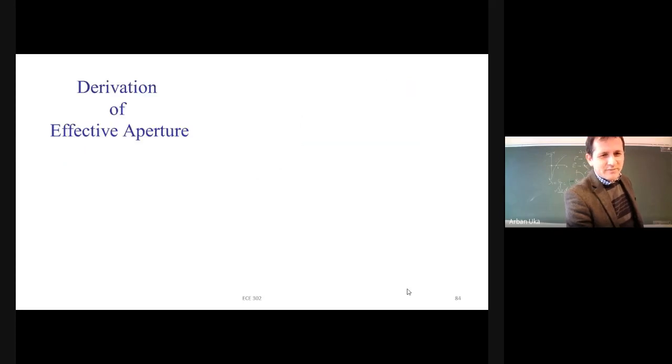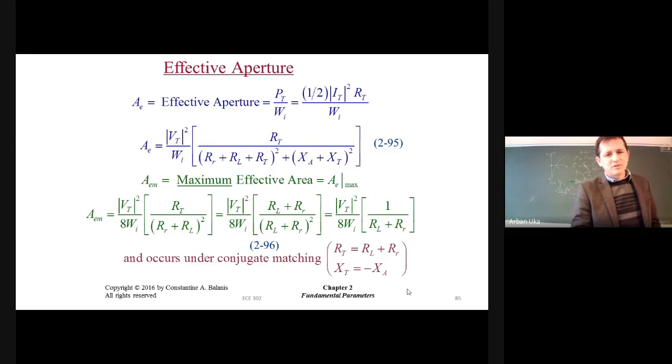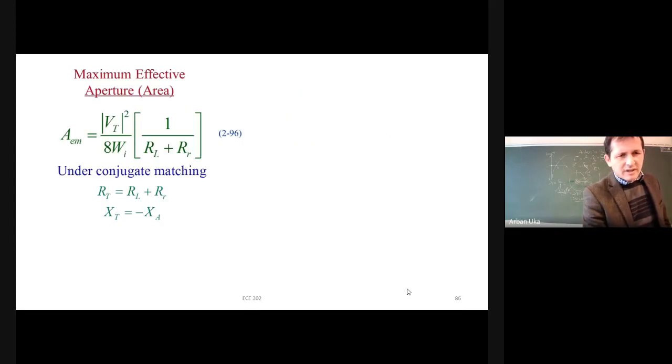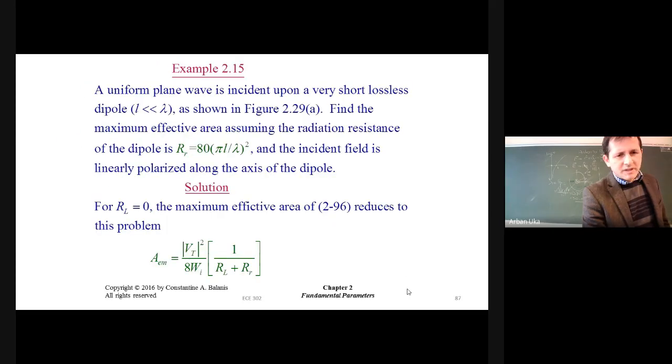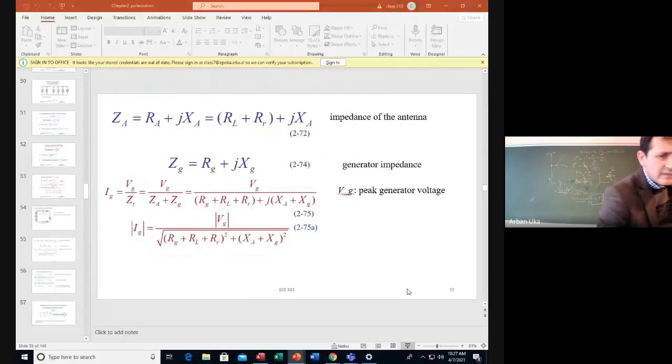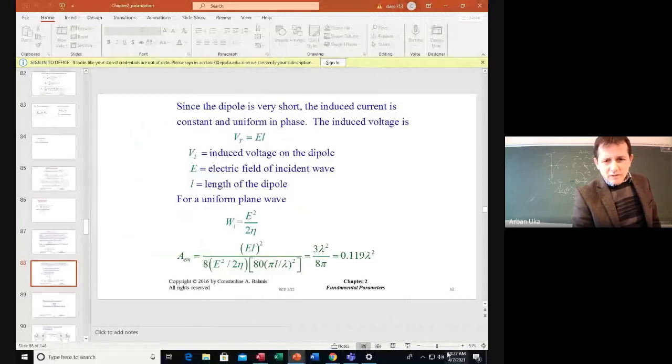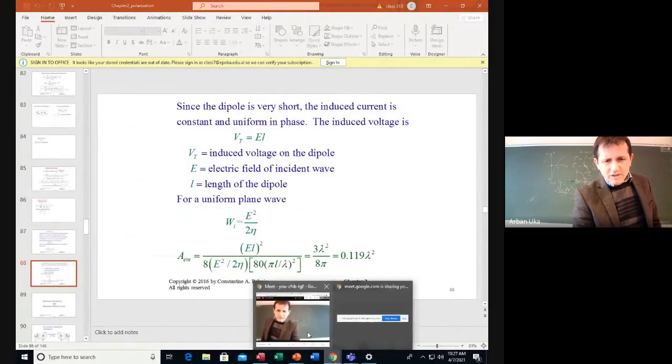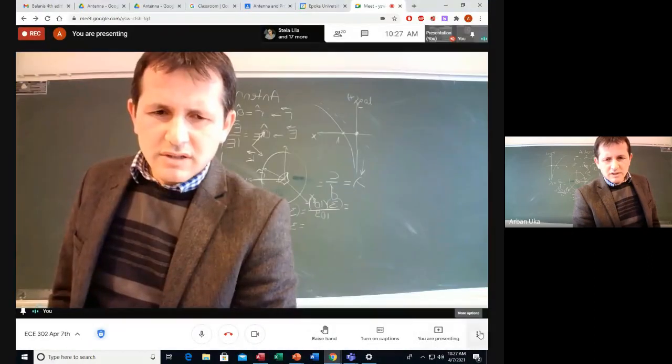Okay, so the derivation of the effective aperture. We have the equations or the relationships regarding the aperture of an antenna. So we can go over these slides, and we can also come close to the finalization of today's section.